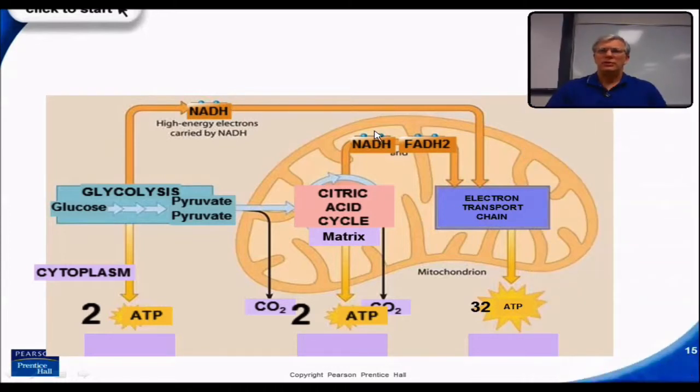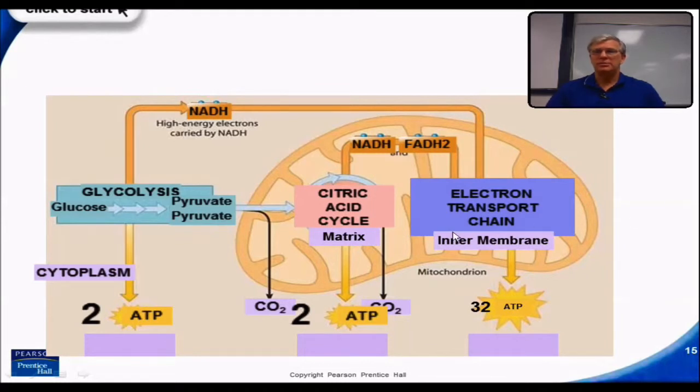Now, all of these high energy electrons and hydrogen ions are going to be carried to this electron transport chain, and this is the final stage of cellular respiration, and this takes place in the mitochondria but on the inner membranes. As these electrons and hydrogen ions are coming in, oxygen is going to be used to actually capture these high energy electrons and hydrogen ions and will convert some of that into water. So the oxygen is going to grab some of these hydrogens and it's going to form water.